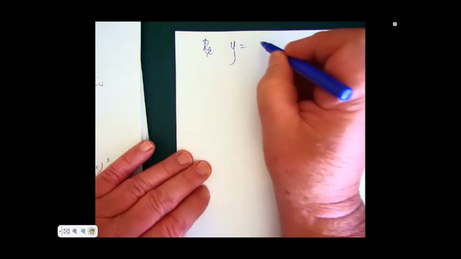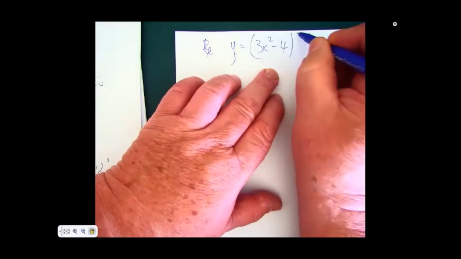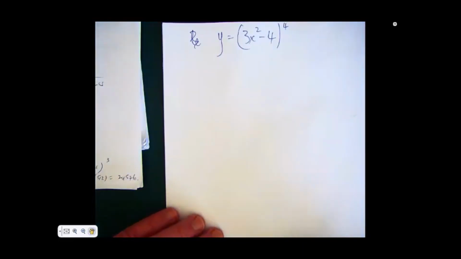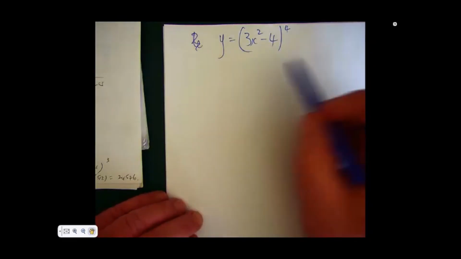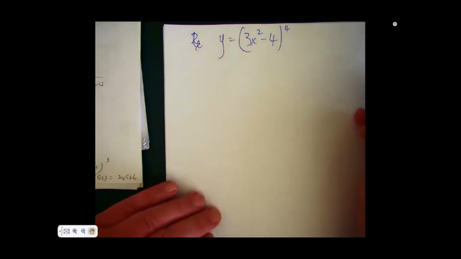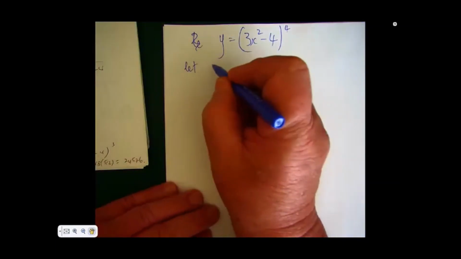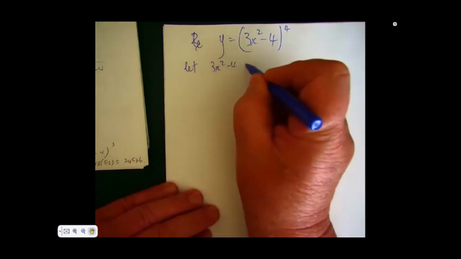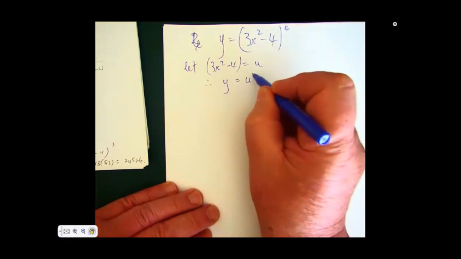Y equals 3x squared minus 4 all to the power 4. That's good. Now you could in fact write this out 4 times and multiply it out, but that's far too tedious and there's a big chance you'll get it wrong. Too easy to make errors. So this is what we do. Let 3x squared minus 4 equal u. Therefore y equals u to the 4th.